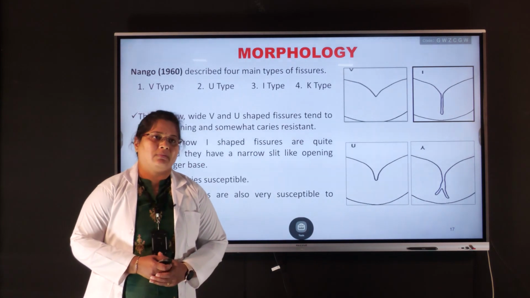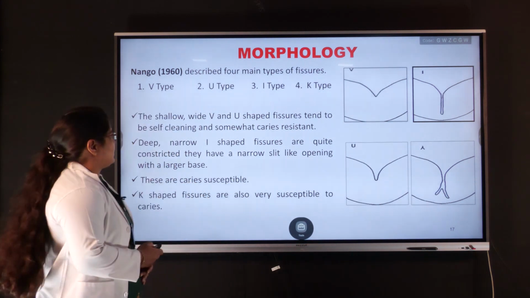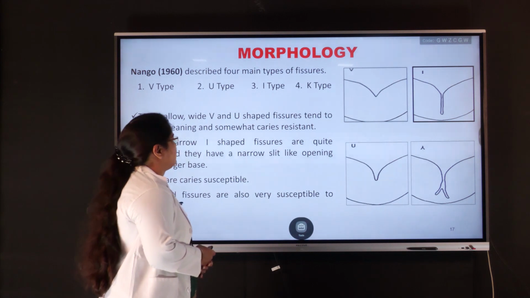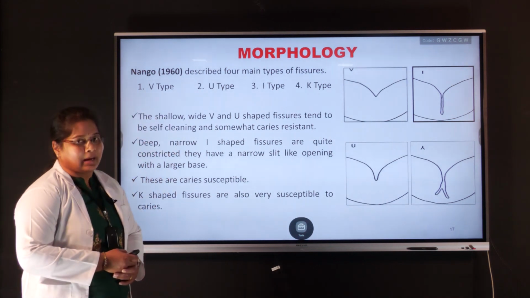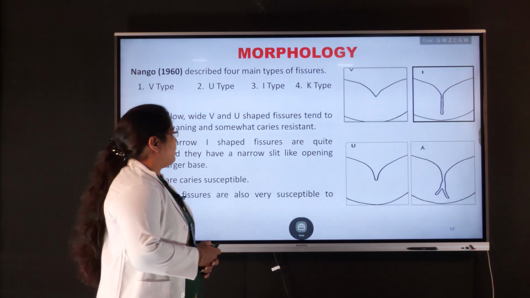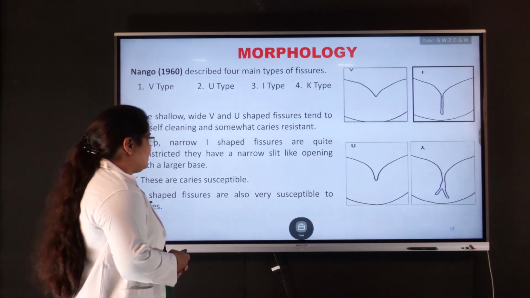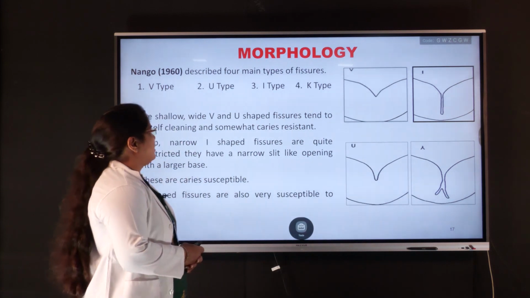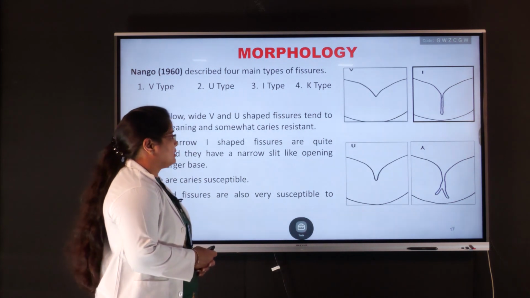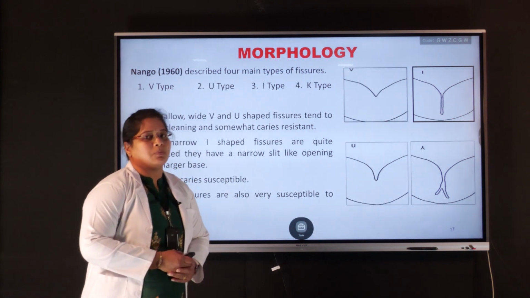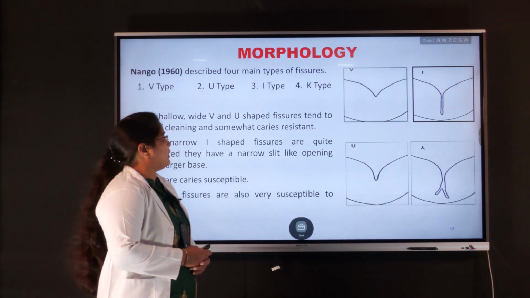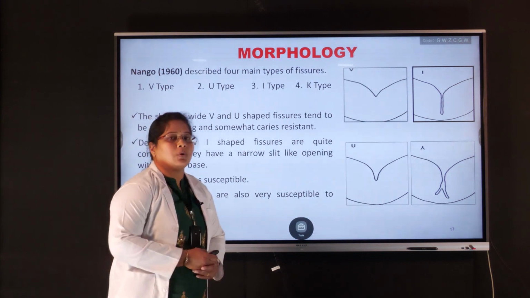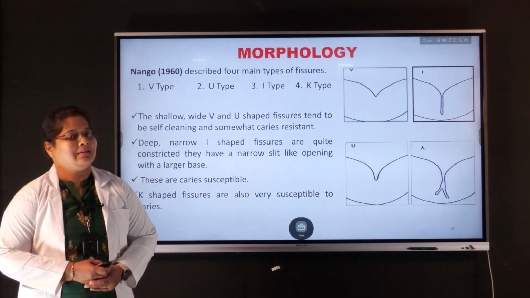Coming to the morphology of pits and fissures, first one is V-shaped fissures. Next are U, I, and Y. V and U are self-cleansing. They are less susceptible to dental caries. I is susceptible to dental caries. It appears like a bottle. They tend to open in a wide base. Y-shaped fissures are more prone or more susceptible to dental caries.